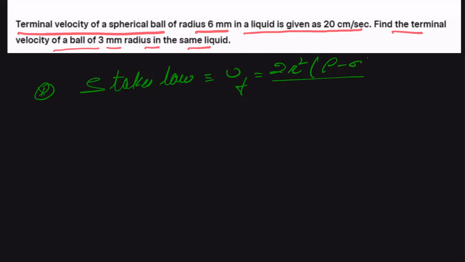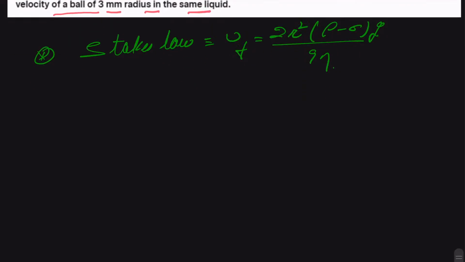So you can say that our Stokes law gives us that our terminal velocity Vt is equal to 2R square, the difference in their density multiplied by g, and 9 times our mu, and the rest of the things are constant here. We can say that our terminal velocity is proportional to radius square.